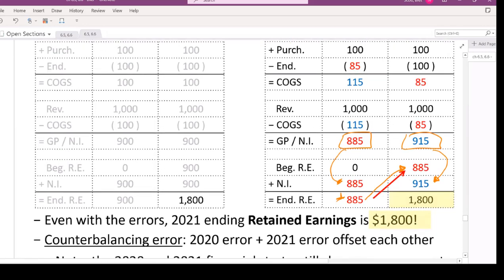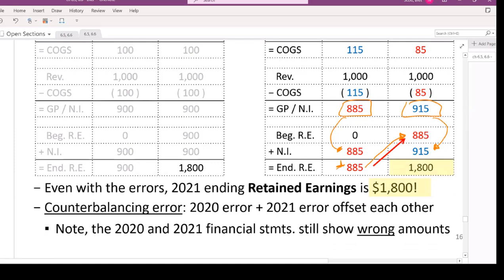But guess what? If we don't fix the error, we still end up with the correct amount of ending retained earnings. This phenomenon is what's known as a counterbalancing error. If we do not fix the error in either period, the error will fix itself. It's not magical, it's just mechanical. It's just the way it flows through. One side it was too low, the other side's too high. If one side's too high, the other side will become too low. Now, it doesn't mean we're off the hook. It just means that we don't need to do an adjusting journal entry at this point.